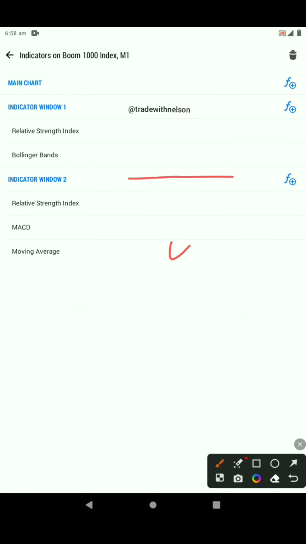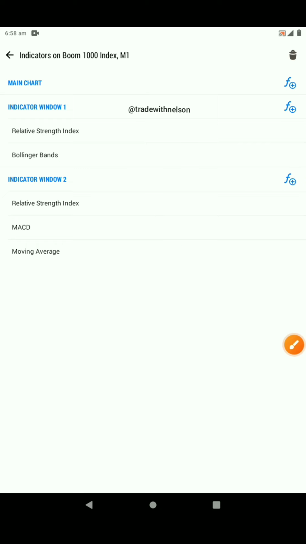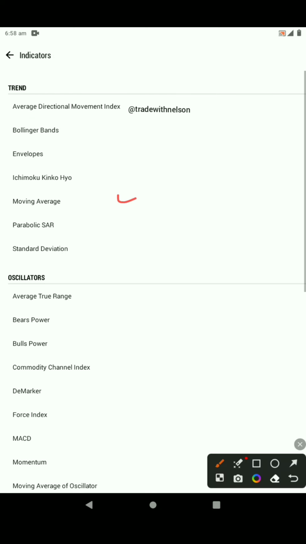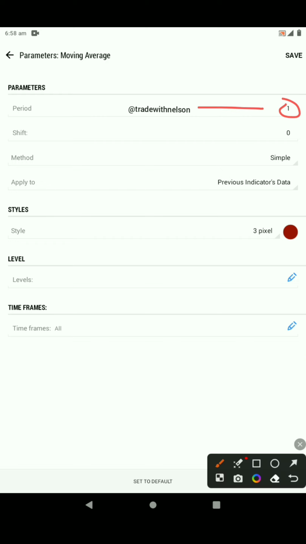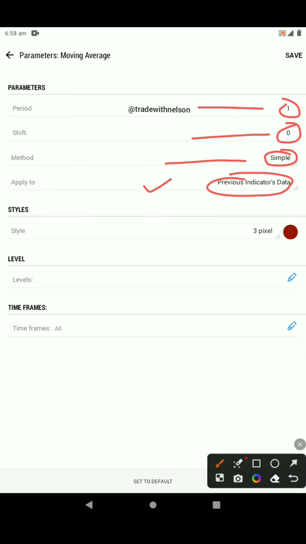For the second moving average, click on the F icon on indicators window 2. Moving average, click on that. Make your period 1, shift 0, method simple, apply to previous indicator's data. This is very important. Style 3 pixel and select a color of your choice. After that, click on save.